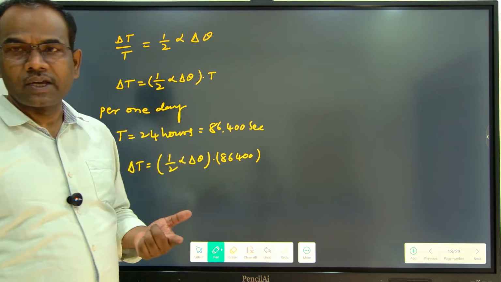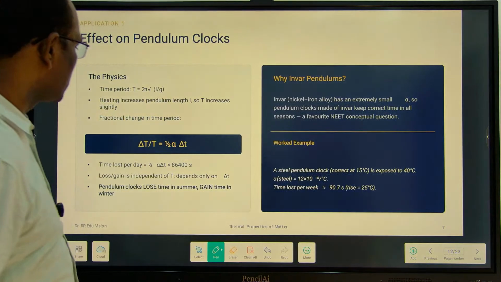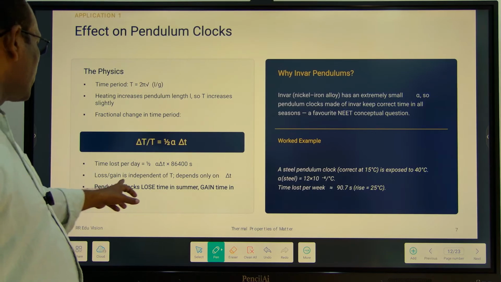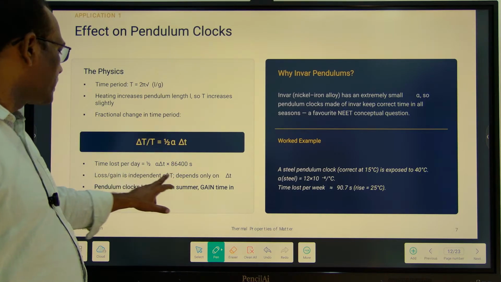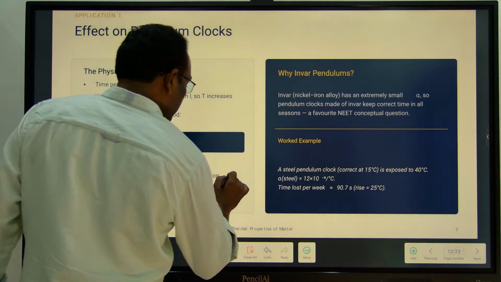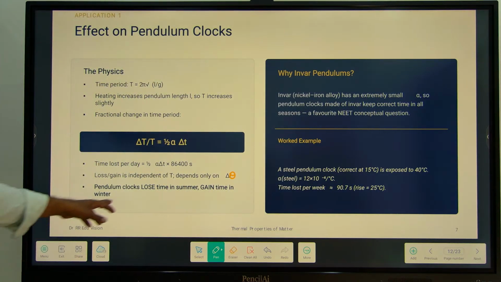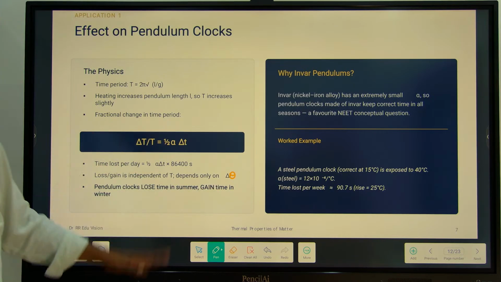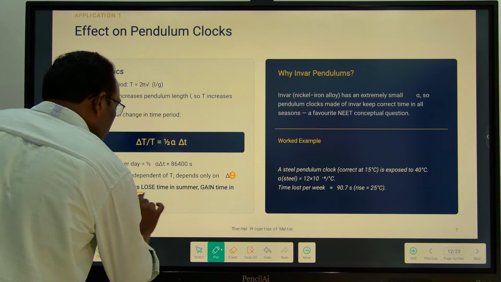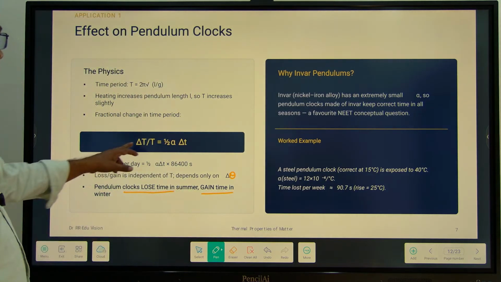I'm taking only per 1 day. That is based on the change in temperature. So, one question is there. Just check once: loss or gain is independent of T. It is not depending on the time period; it only depends on the change in temperature, delta theta. Pendulum clocks lose time in summer and gain time in winter because of this formula. That is very important.